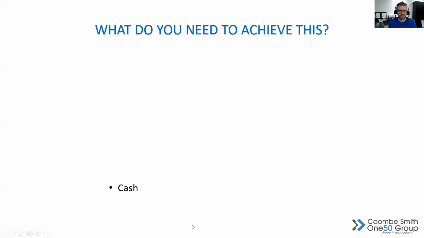What do you need to achieve this? Cash and a high-paying job? Well, obviously those things help. If you've got $1 million sitting there, then obviously it's going to help us get a debt-free personal house and some passive income, but it's not actually essential. A high-paying job is not essential as well. Many successful property investors, and most people, don't have a whole lot of cash or a high-paying job.